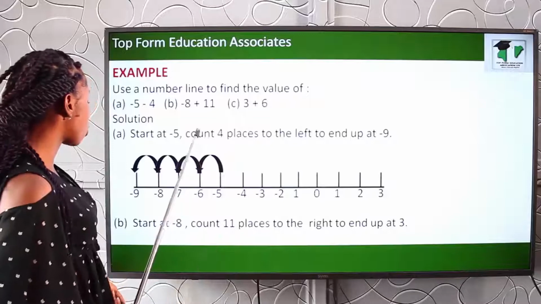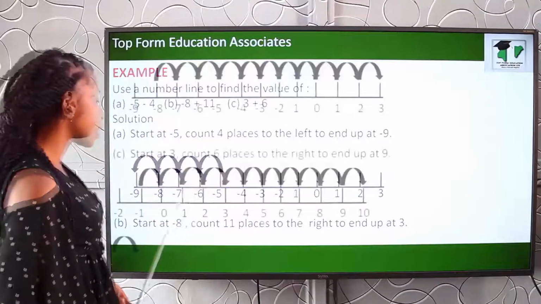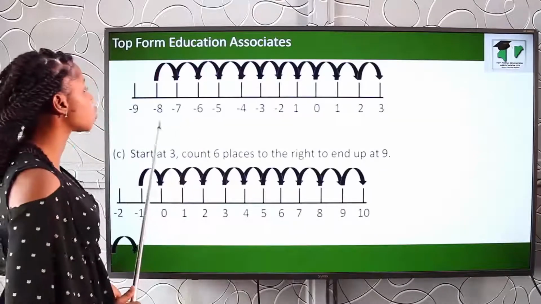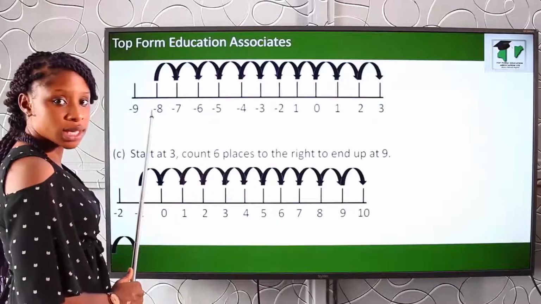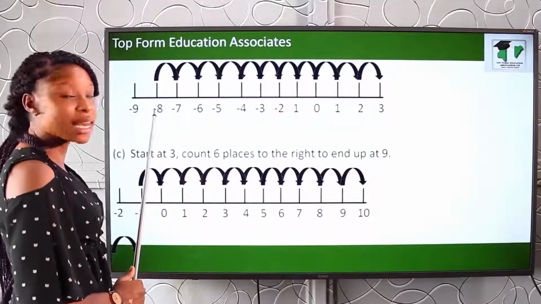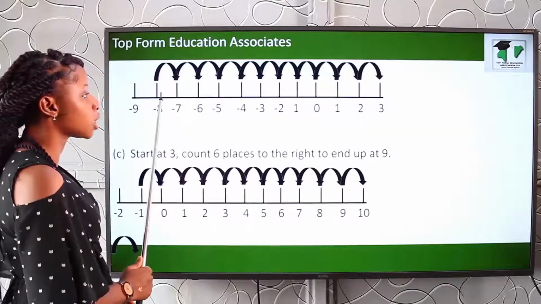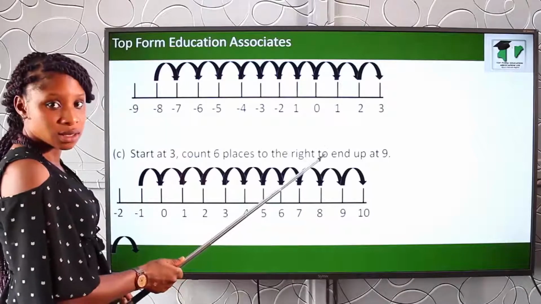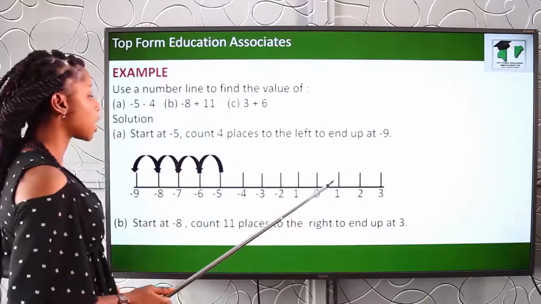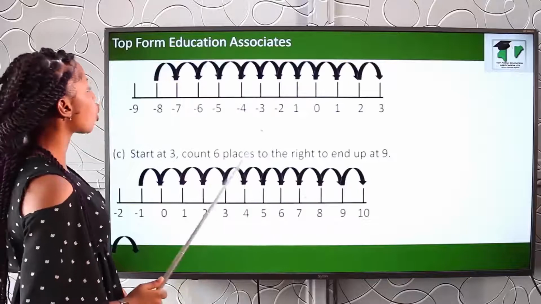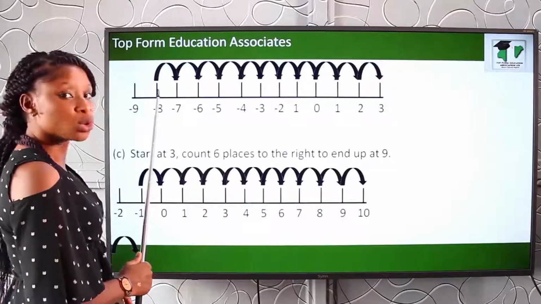Now let's look at the second question. Do the sum minus 8 plus 11. In this case, what do we do? We start at minus 8 and we count 11 places to the right. Remember that we said when we are adding, we count to the right, and when we are subtracting, we count to the left. So we start at minus 8 and count 11 places to the right.